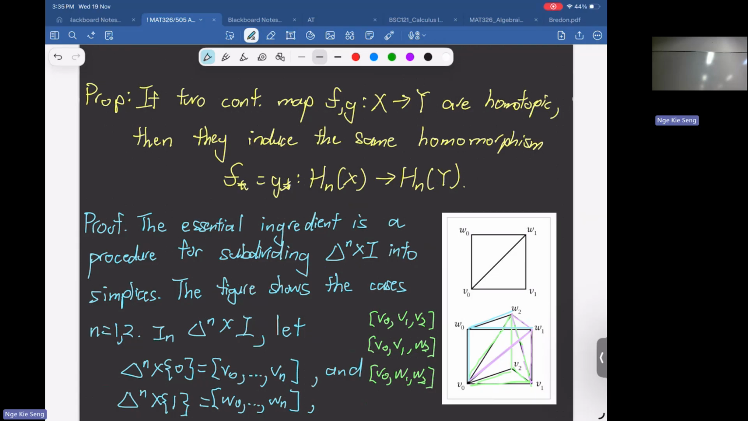So you know what it means? The induced map is the same. But then you need to use that these two maps are homotopic. So what does it mean that these two maps are homotopic? The homotopy is a map on X cross I to Y. It's an S cross I.